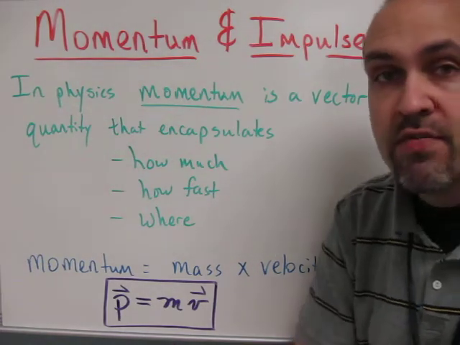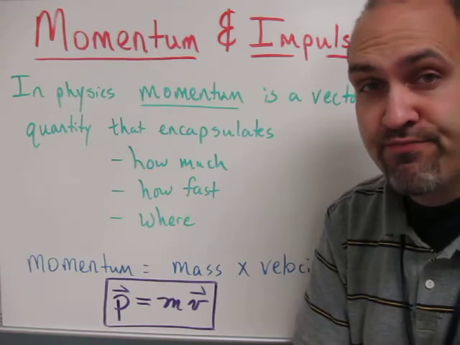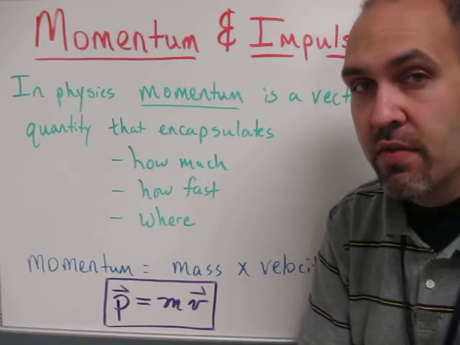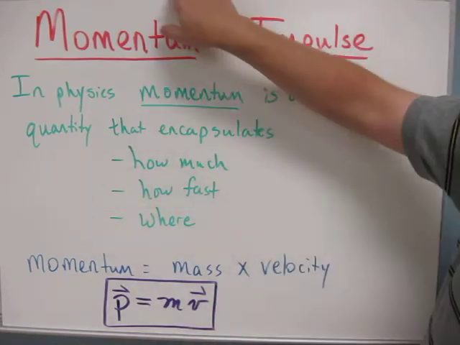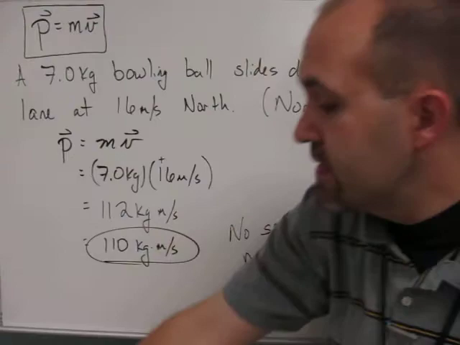And the symbol that we use for momentum is a lowercase p. Not a capital P, we use that for power and other things, but a lowercase p for momentum. I can't remember why. Anyway, simple example.